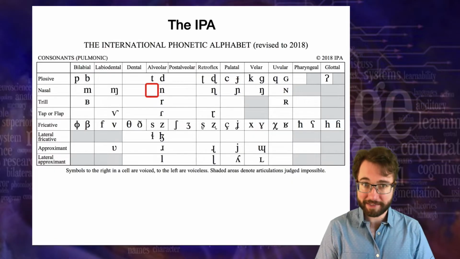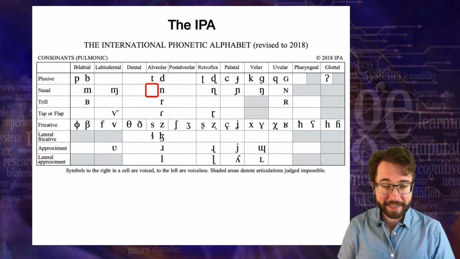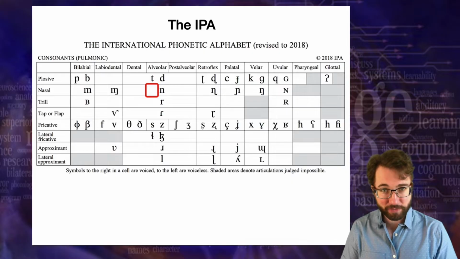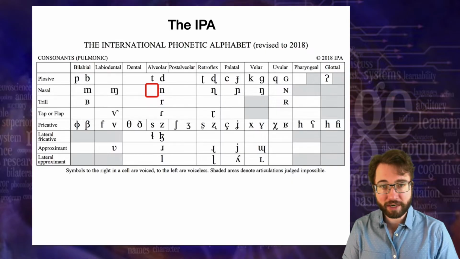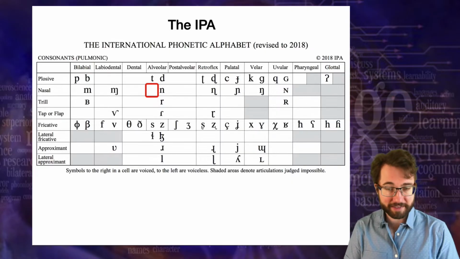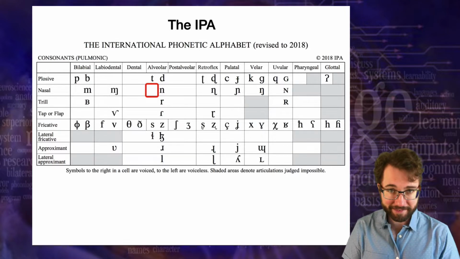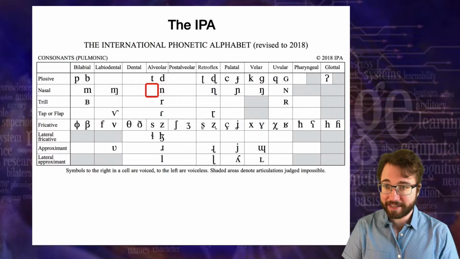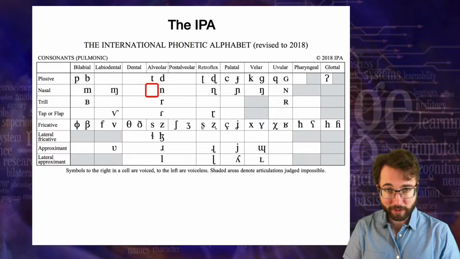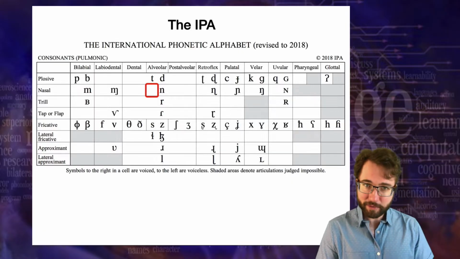Now, how about this? I said I could point to any point in the chart and you should be able to pronounce it. Well, I've pointed to something here. There's no symbol there, but you should still be able to figure out what the features of that consonant would be. It's to the left of the N, so it's part of one of these pairs, so it must be unvoiced, right? And it is alveolar, so it involves the tip of the tongue on the alveolar ridge, and it is nasal.